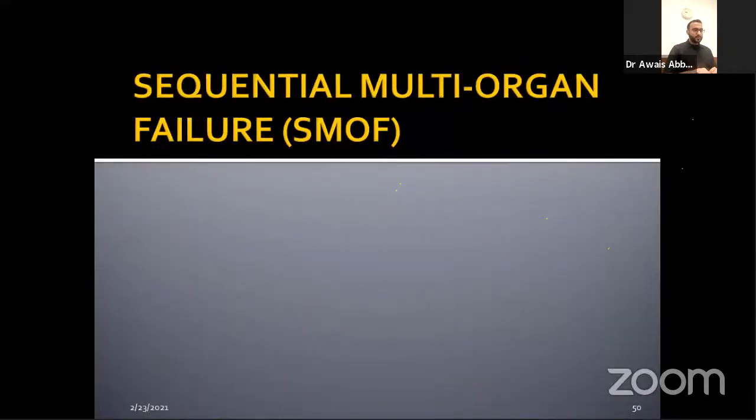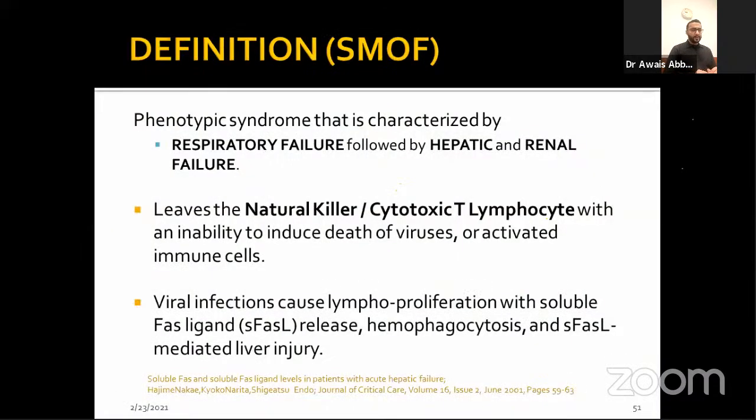I'll go through to the third phenotype, that is sequential multi-organ failure, ASMOF. So what is ASMOF? ASMOF is the phenotypic syndrome that is characterized by respiratory failure followed by hepatic and renal failure. What ASMOF does is it leaves the natural killer and cytotoxic T lymphocytes, these two subsets, with an inability to induce death of viruses or activated immune cells.